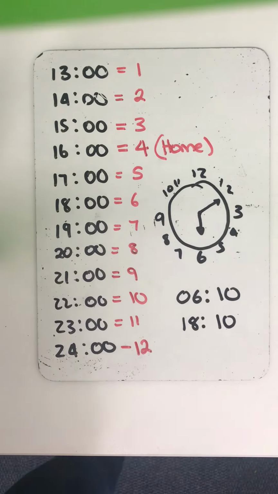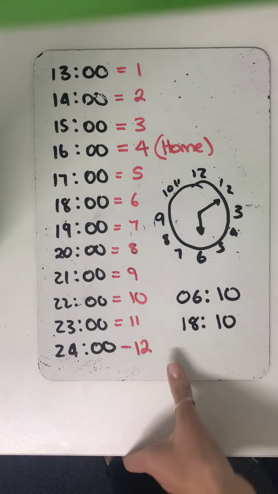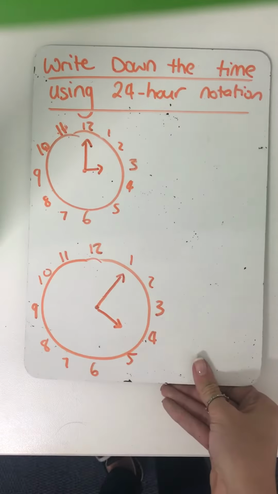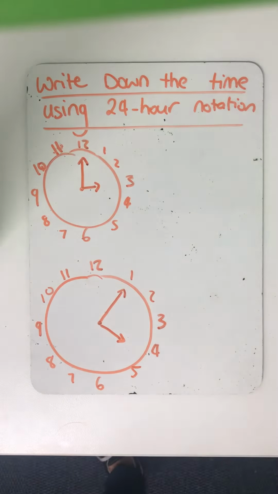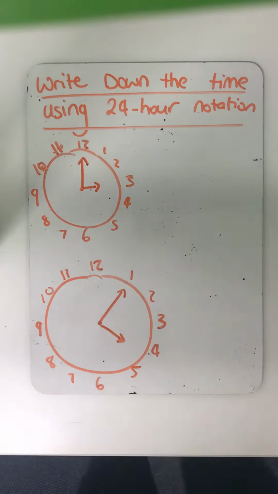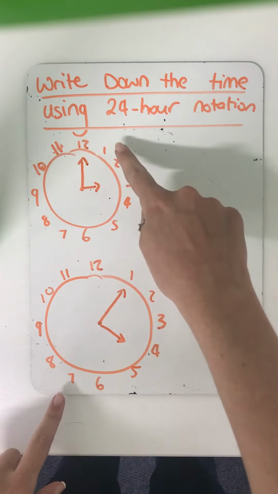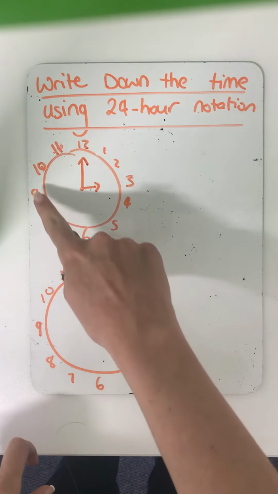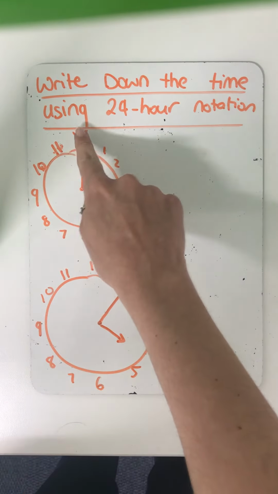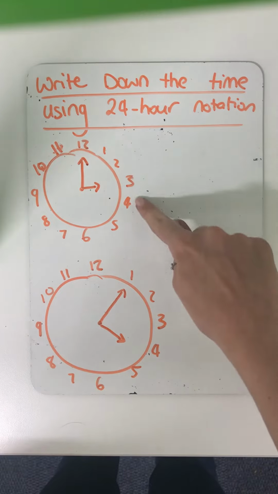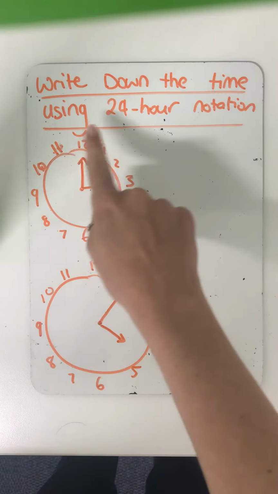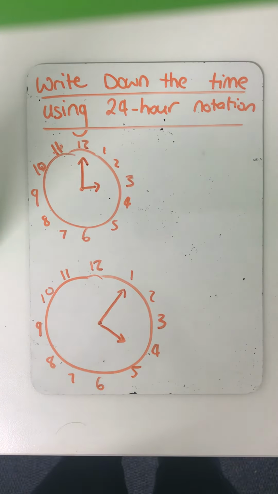If you understand this clearly, then please try this activity on your whiteboard. If you don't understand, please watch the video again. It's sometimes useful to draw the clock, and you can do your 12, 1, 2, 3, 4, 5, 6, 7, 8, 9, 10, 11, and then write 13, 14, 15, 16, 17, 18, all the way around on the outside of the clock.